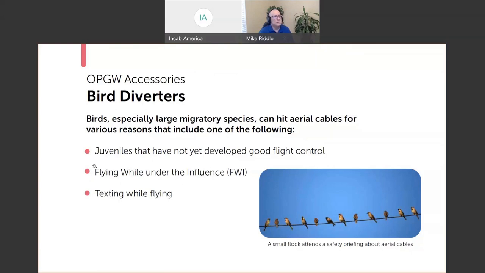Another thing that you might need is bird diverters. Birds, especially large migratory species, can hit aerial cables. When I tried to find out exactly why that is, I found a picture here, a bunch of birds. They obviously didn't have trouble landing on this cable.